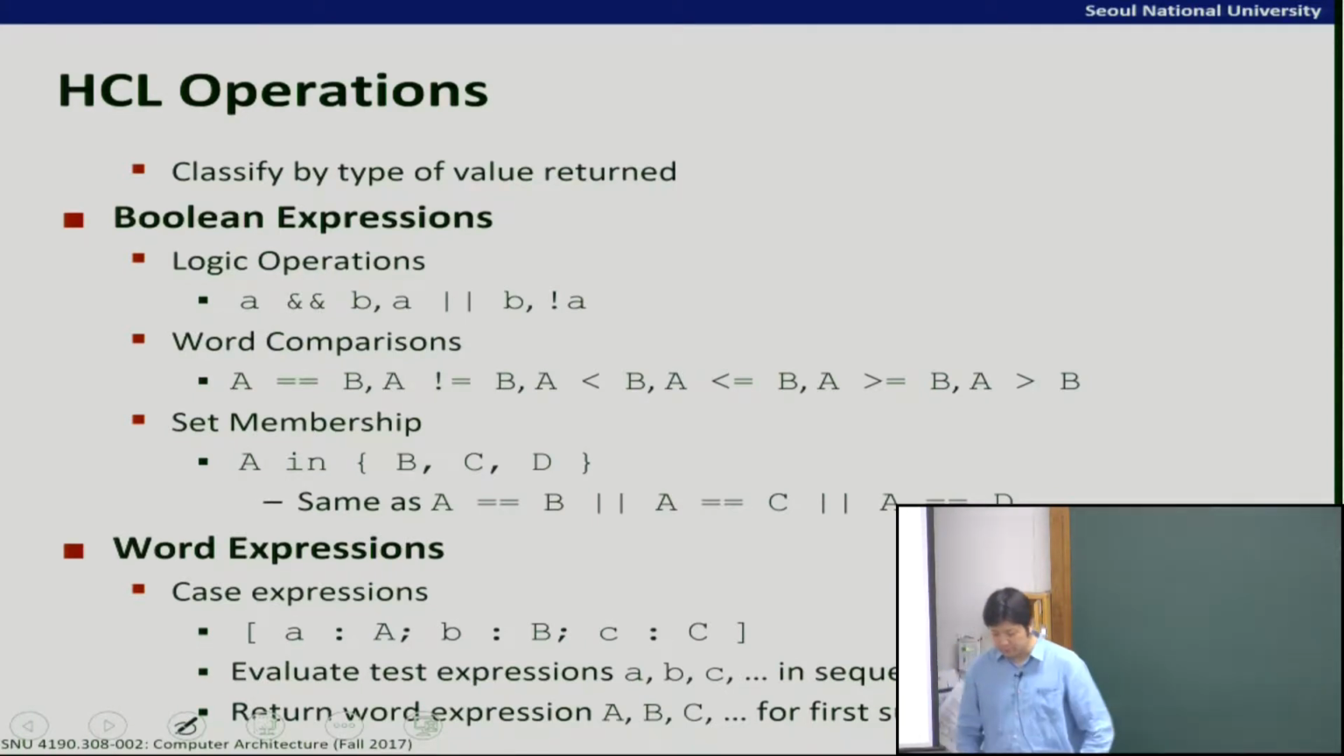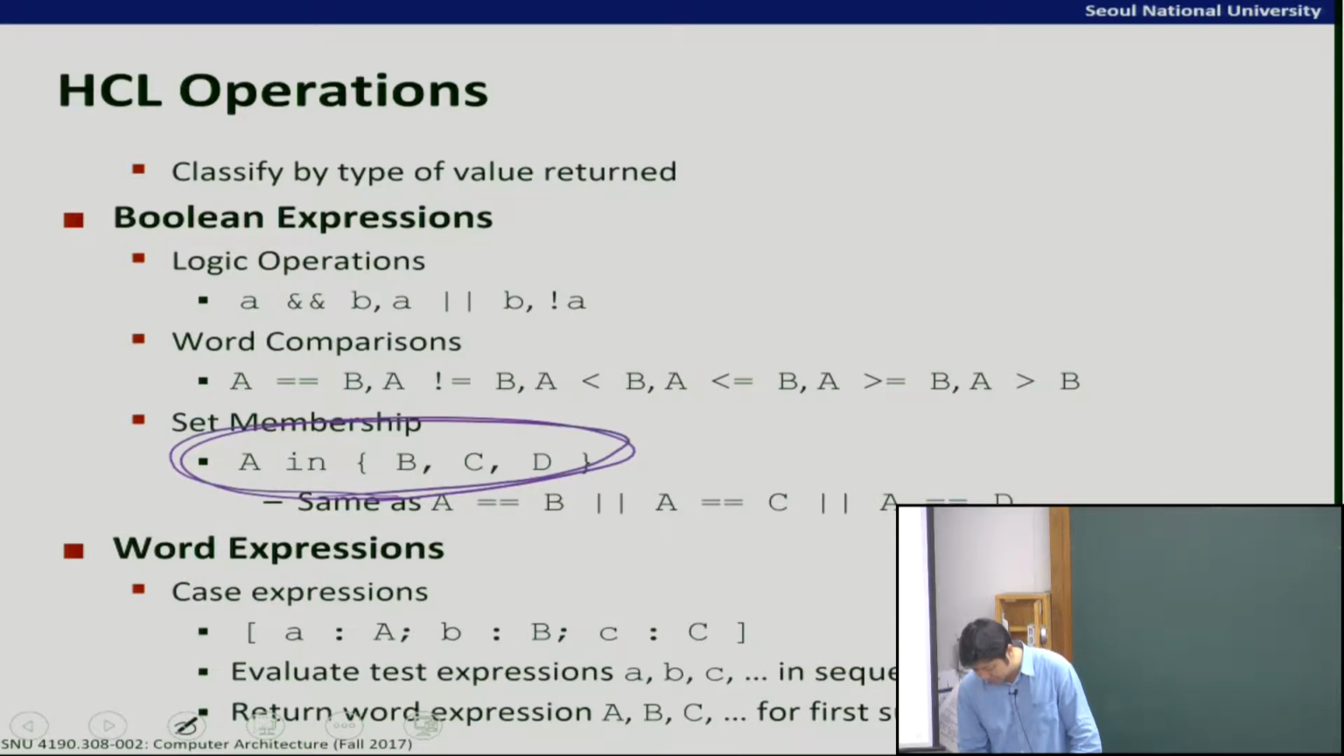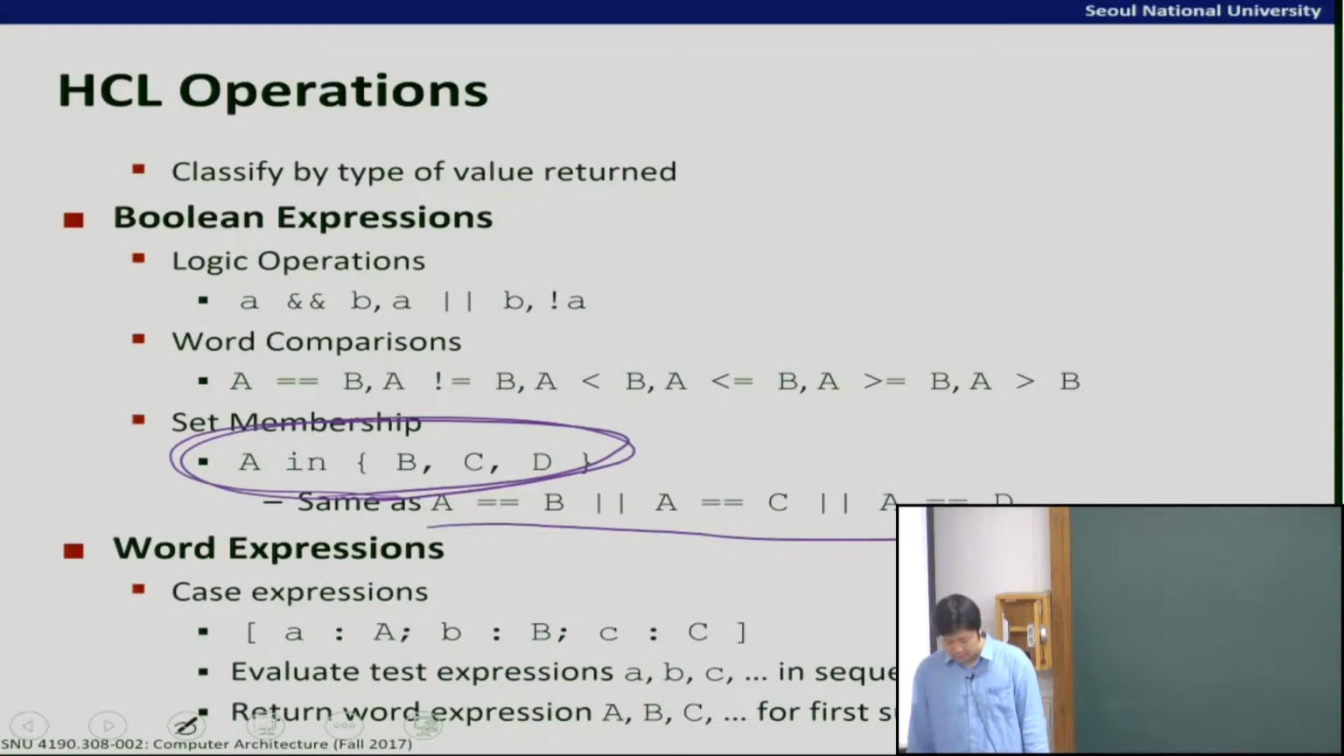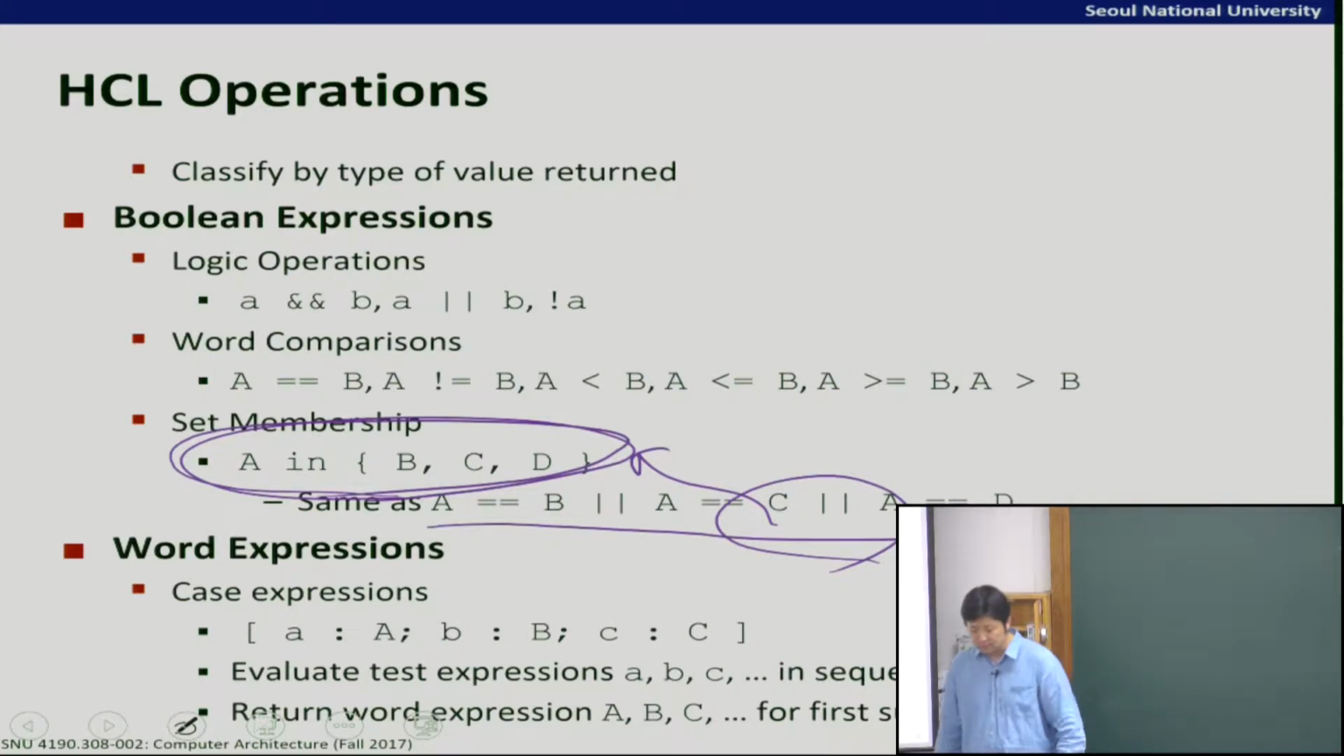And set membership. This one is a kind of shorthand notation, because this is a very common pattern. So A in parentheses B, C, and D means either A equals B, or A equals C, or A equals D. You can write it in that long way, but to make it more compact, we introduce a shorthand notation for this case because it's very common. That means if A is one of the three, then that's true.